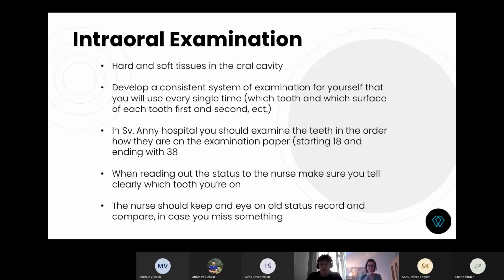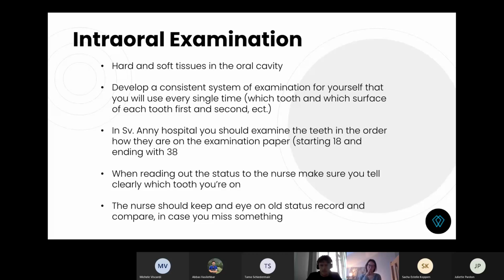It's up to you, but try to have a consistent system so you repeat the same way of examining with each patient. This way you'll never forget anything. You will never forget one surface or one tooth or something like this.